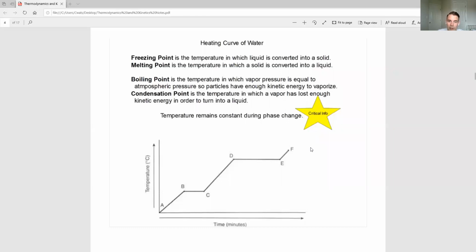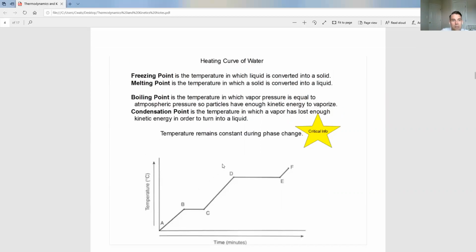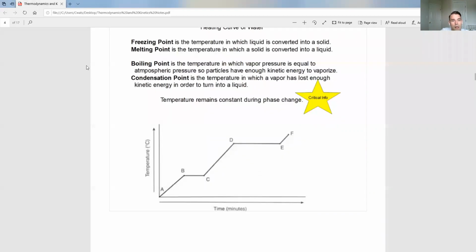We know the freezing point is when the liquid's converted into a solid. The melting point is when the solid's converted into a liquid. The boiling point is when the vapor pressure equals the atmospheric pressure, and so you're going to go from a liquid to a gas. Condensation point is the temperature at which a vapor has lost enough energy to turn into a liquid. The freezing point and the melting point are at the same temperature, just like the boiling point and the condensation point are at the same temperature.